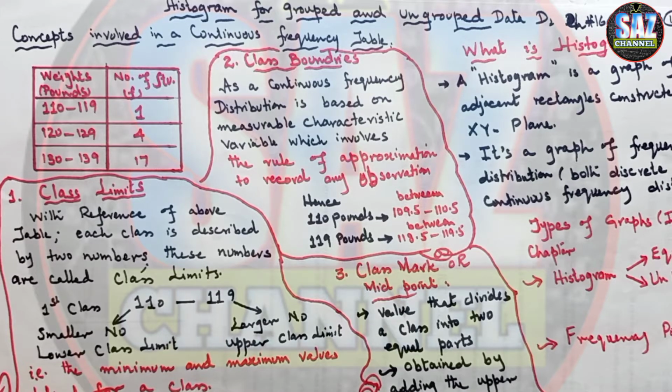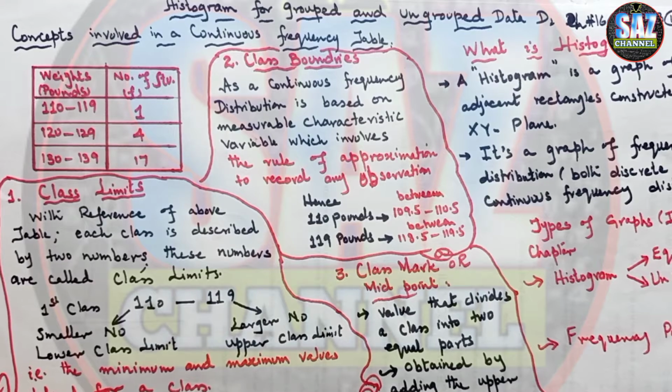This is my second lesson of D2, chapter number 16, exercise 16b, that is about the histogram for grouped and ungrouped data. This lesson is equally important for D2 students and the students who have to appear in their O-level examination, and the PTB students of class 10 who have to do unit 6. So all these students can benefit from this lesson.